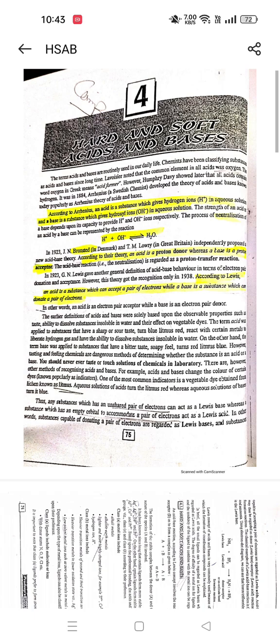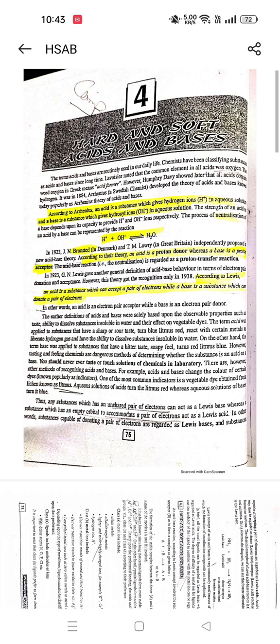The terms acid and bases are routinely used in our daily life. Chemists have been classifying substances as acid and bases since long time. Lavoisier noted that the common element in all acids was oxygen. The word oxygen in Greek means acid former. However, Humphrey Davy showed later that all acids contain hydrogen.